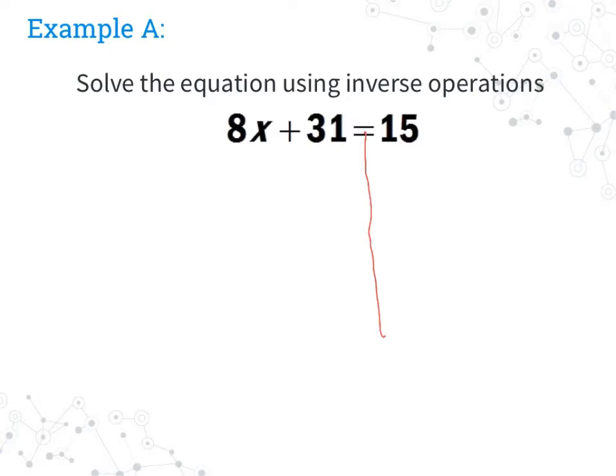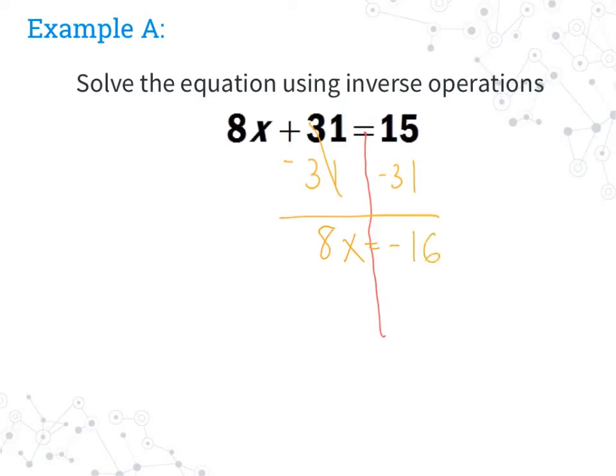So now I've got 8x plus 31 equals 15, so I'm going to be removing the constant first. That's the number without the variable, so I've got plus 31. The opposite of plus 31 is minus 31, so I'm going to subtract 31 from both sides. And I can use my calculator here if I don't know my integer rules. Positive 31 and negative 31 are going to cancel out, leaving me just 8x on one side. 15 minus 31 leaves me negative 16.